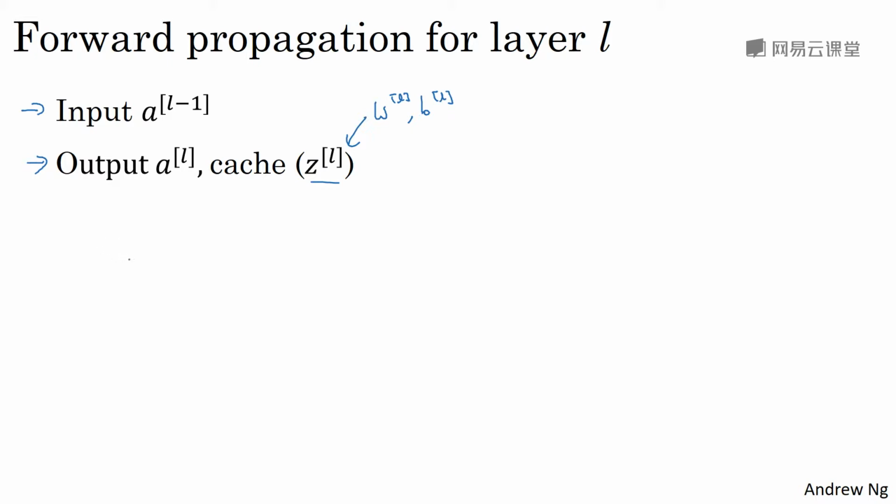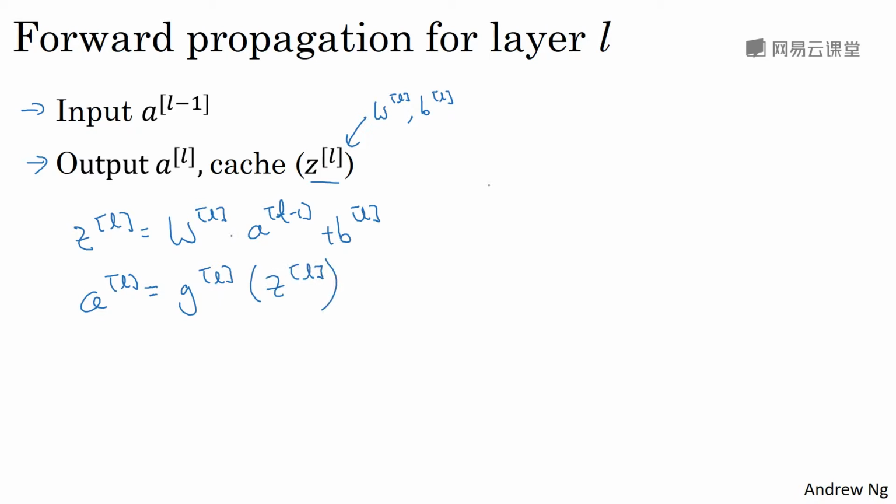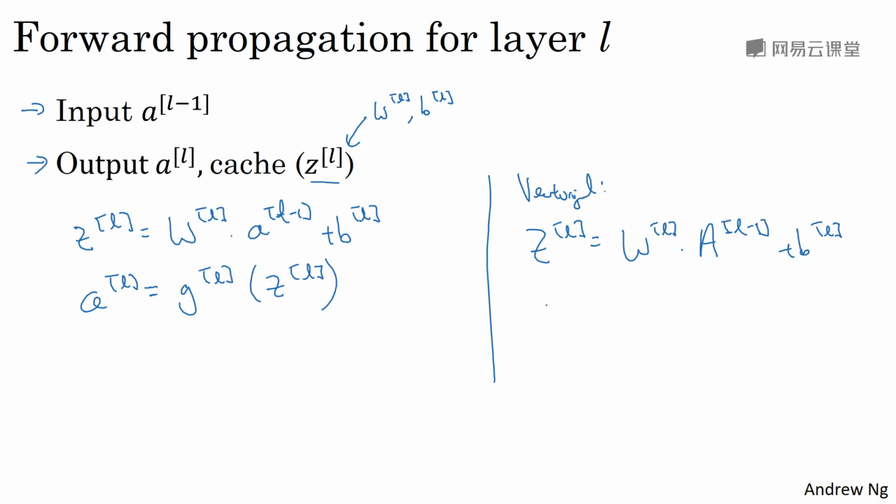And so the equations for this should already look familiar. The way to implement a forward function is just this: Z[L] equals W[L] times A[L-1] plus b[L], and then A[L] equals the activation function applied to Z. And if you want a vectorized implementation, then it's just Z[L] equals W[L] times A[L-1] plus b, with the adding of b being Python broadcasting, and A[L] equals g applied element-wise to Z.